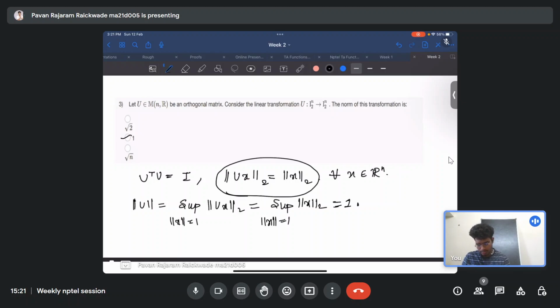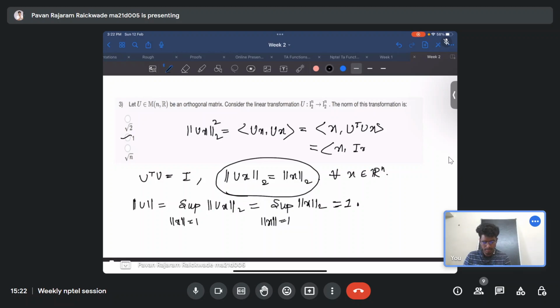If you don't know, I'll just give a quick proof of this. Because the 2 norm comes from an inner product, you can write it like this. It actually comes as an adjoint, but because we are in a real space, it's just a transpose. But you know, U transpose U is identity.